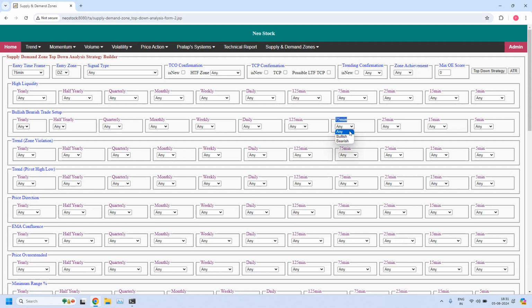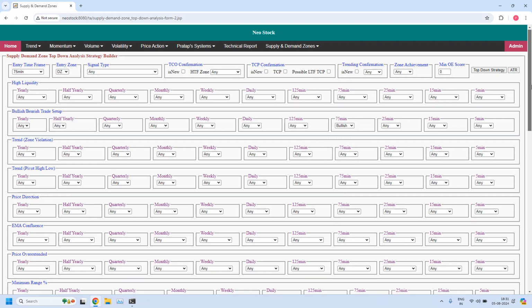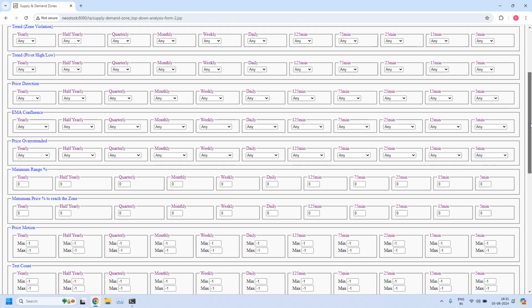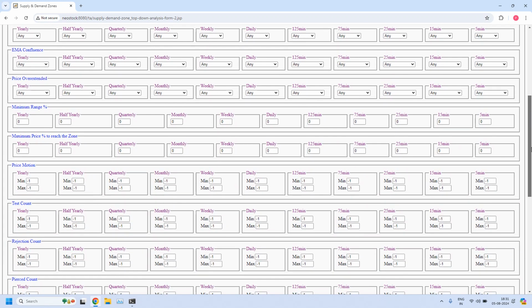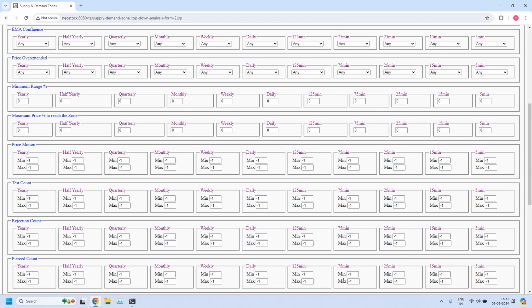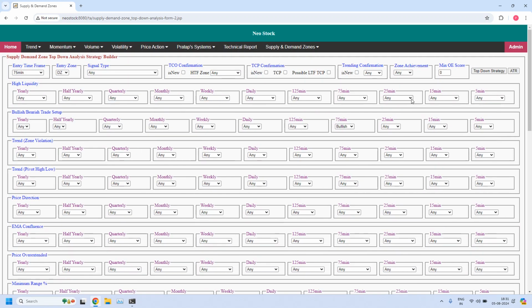This is the entry time frame. I am selecting bullish, and for 75 minutes the entry zone should not be pierced. So in the pierced count in 75 minutes time frame, minimum value 0, maximum value 0, and zone achievement should be violated opposing zone. Minimum order enhancer score is 12. These three filters are applied to the 75 minutes demand zone.